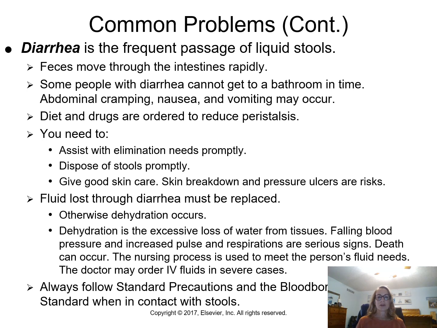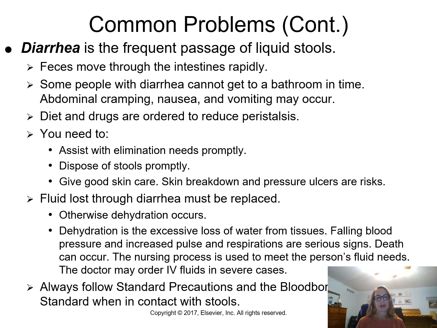All right, another problem is diarrhea, which is frequent passage of liquid stools. Feces moves through the intestines rapidly. Some people with diarrhea cannot get to the bathroom in time. They may have severe cramping, nausea, and vomiting. Medications or diet are ordered to reduce peristalsis. So what's happening with this person, instead of peristalsis slowing down, it's increased, okay? We would assist with elimination promptly, dispose of stool promptly, and give good skin care because we do not want to risk skin breakdown or pressure ulcers, okay?